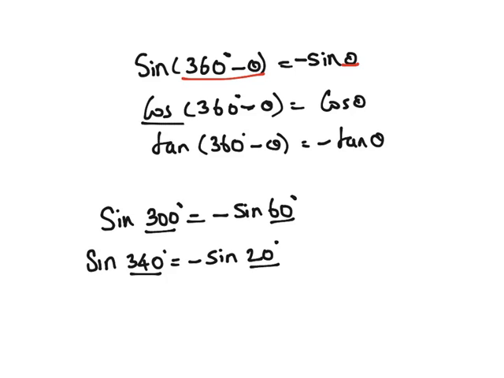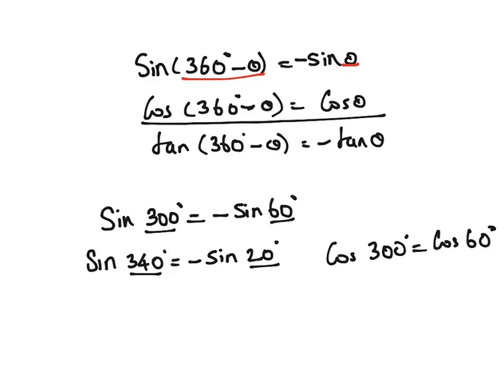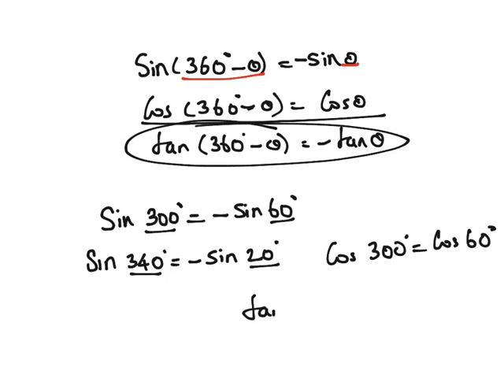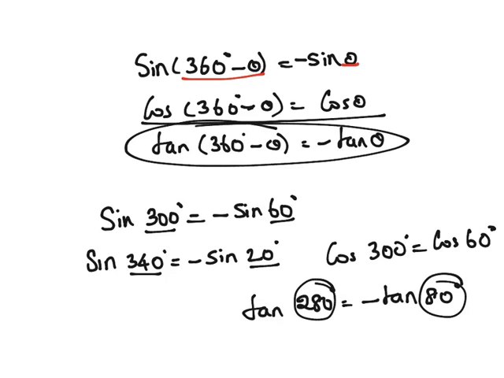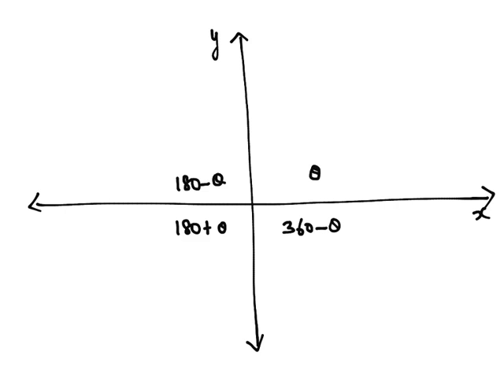Now here, cos of 360 minus theta is cos theta. So it means cos of 300 degrees will have the same value as cos 60 degrees. Okay, it's positive. And finally, you have tan of 360 minus theta is minus tan theta. It means tan of, let's say, 280 degrees will have the same value as minus tan 80 degrees. As you can see, 280 and 80 add up to 360. Okay, now let us look at this.